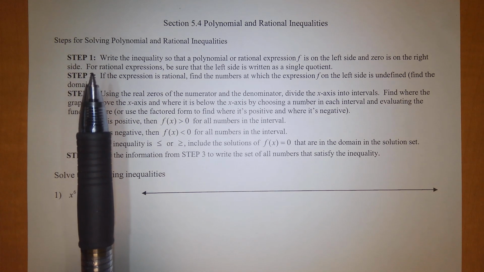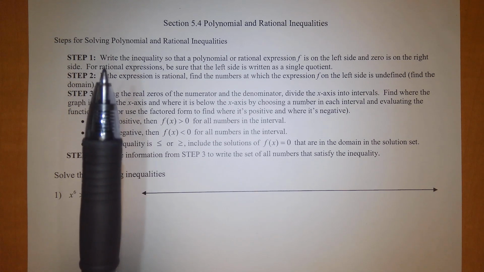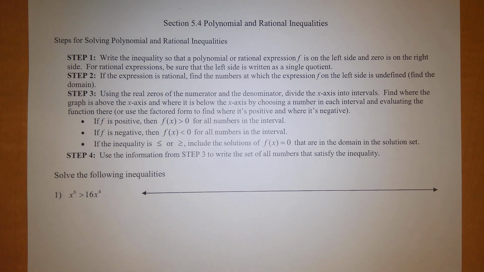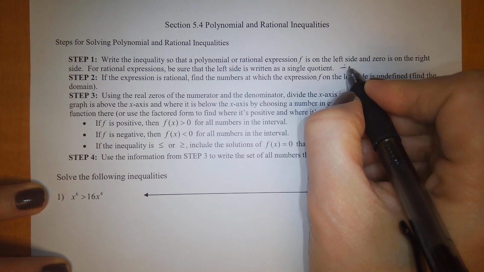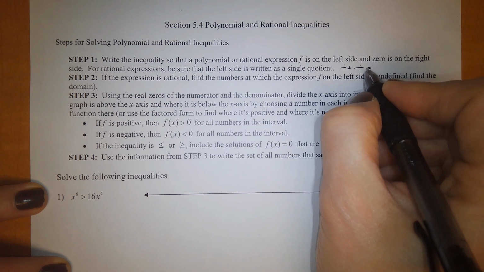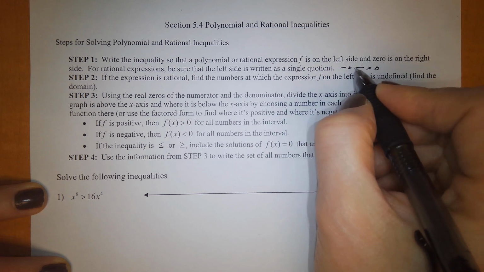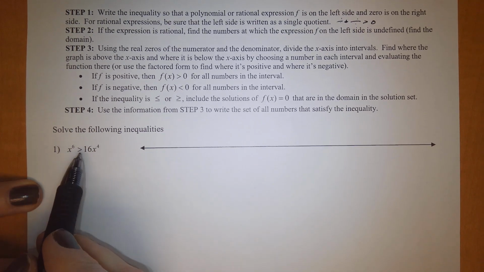First, write the inequality so that the polynomial or the rational expression f is on the left side and 0 is on the right side. If it's a rational expression, meaning a fraction, be sure that the left side is written as one single quotient. So rather than having a fraction plus another fraction is greater than 0, combine those two fractions into one single quotient, using common denominators. So that's the first step we're going to take here.